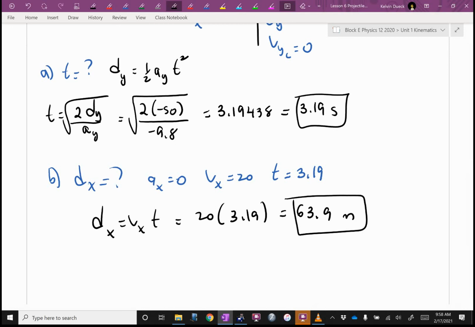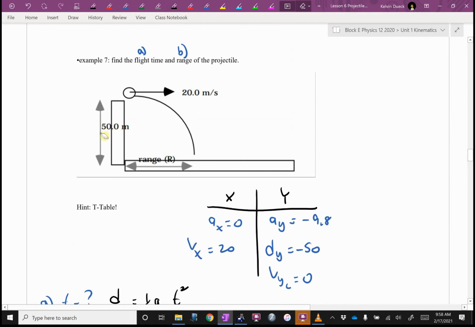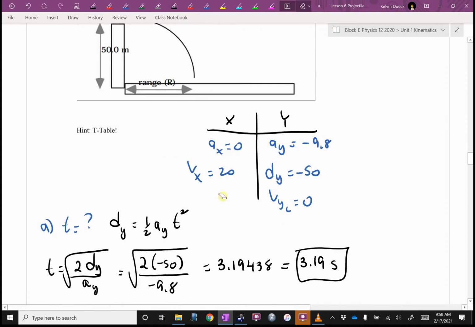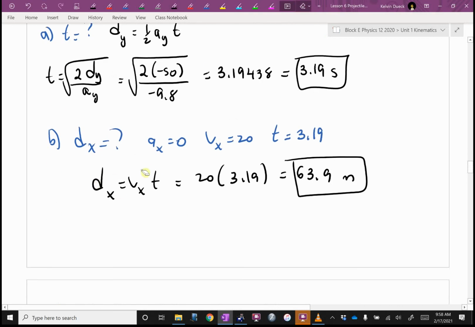Another way that I could do this question, in this question, I gave you the height and said find the range. I could give you the range and say find the height. You'd have an extra distance. You'd have three things in the horizontal column. You'd solve for time horizontally, which is way easier. How would you get the t by itself?